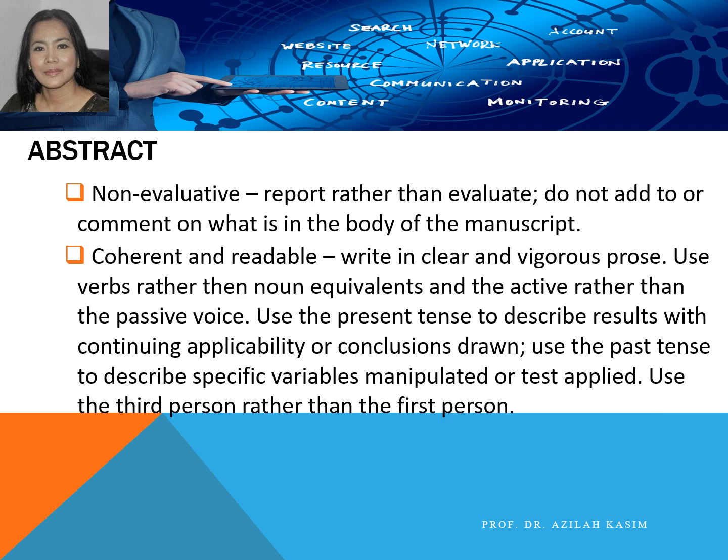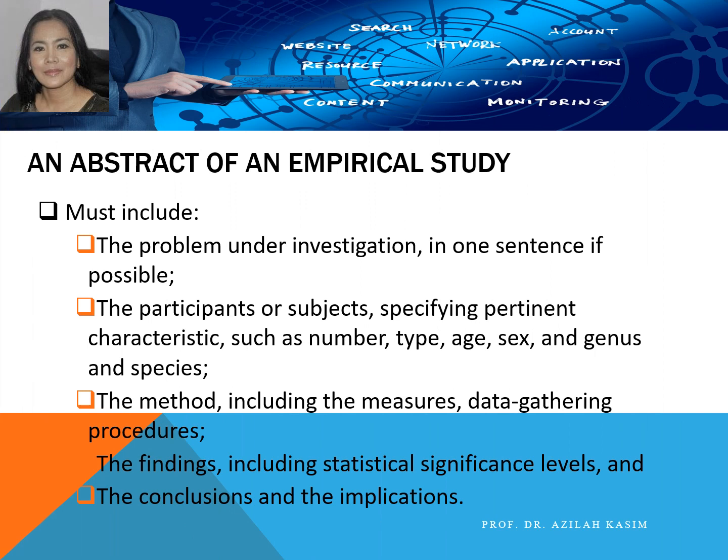Normally an abstract will include these things: the problem under investigation, the participants, the method, how you collected your data and how you did your measures, the findings, and the conclusion and implication. Remember, this is a very concise statement of the entire report that you have done. So of course you have to be very clear, but at the same time very concise and very short, making sure that the abstract is a good abstract.